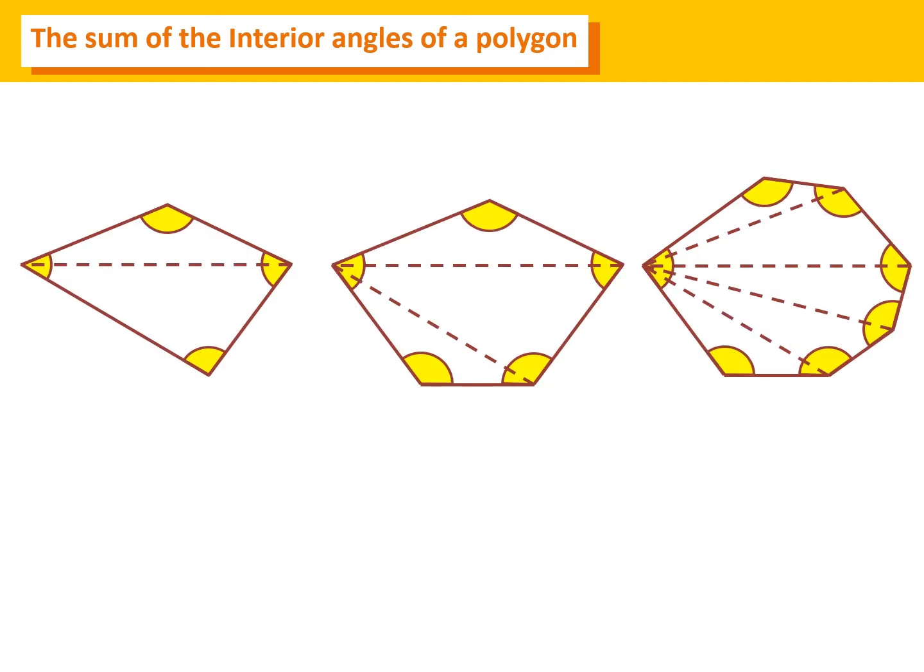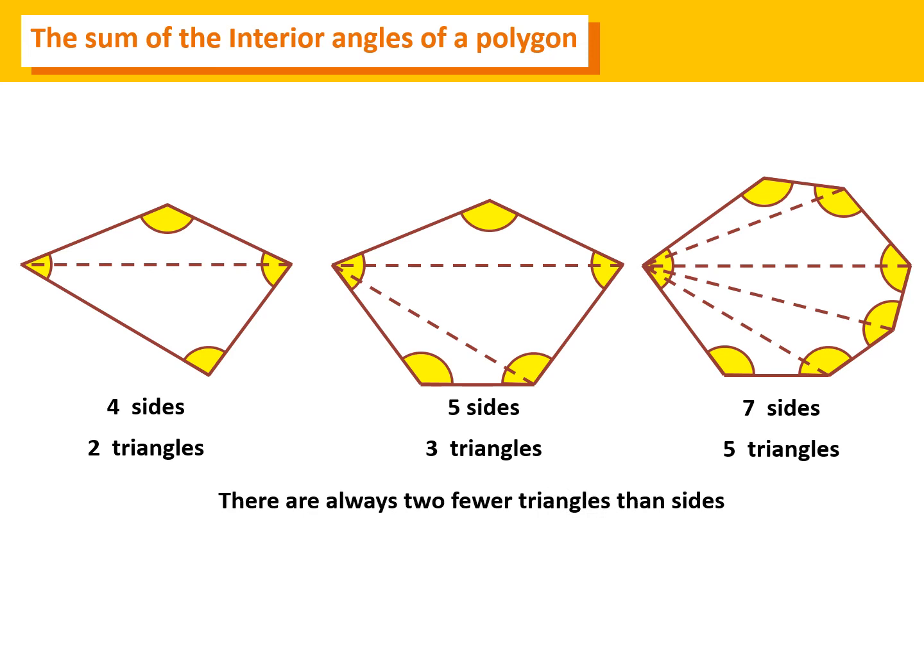So let's look at what's going on here. We've managed to split each of the polygons into triangles. The quadrilateral has 4 sides and it splits into 2 triangles. The pentagon, 5 sides, splits into 3 triangles. The heptagon, 7 sides, splits into 5 triangles.